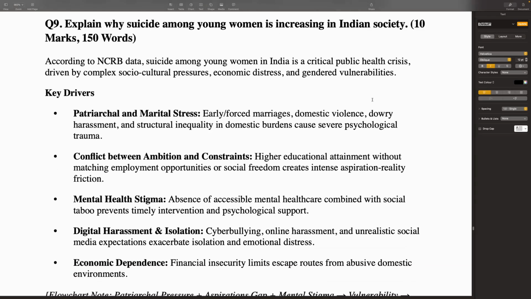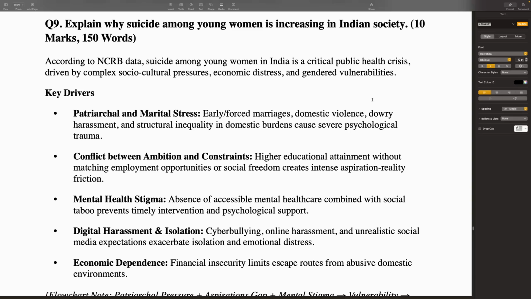Explain why suicide among young women is increasing in Indian society. According to NCRB data, suicide among young women in India is a critical public health crisis driven by complex socio-cultural pressures, economic distress, and gendered vulnerabilities. Key drivers: patriarchal and marital stress, early forced marriage, domestic violence, dowry harassment, and structural inequality in domestic burdens cause severe psychological trauma. Conflict between ambition and constraint, higher educational attainment without matching employment opportunities or social freedom creates intense aspiration reality friction.